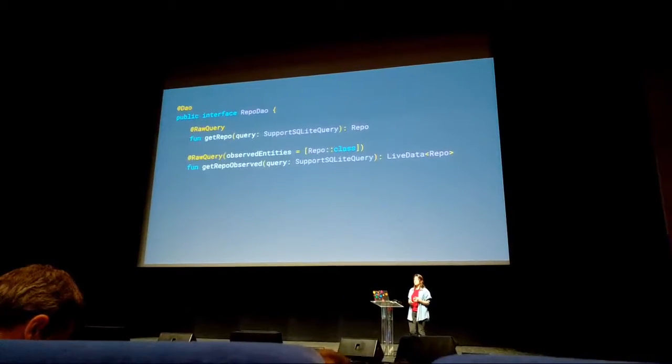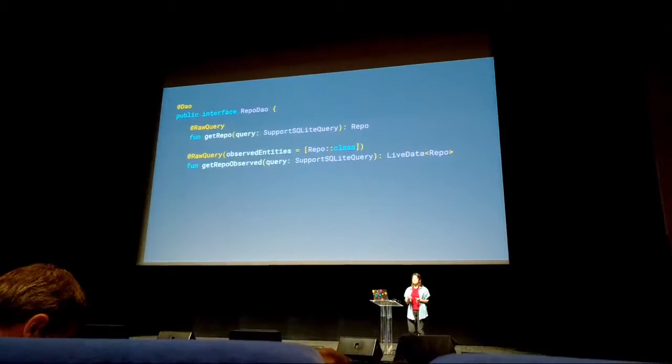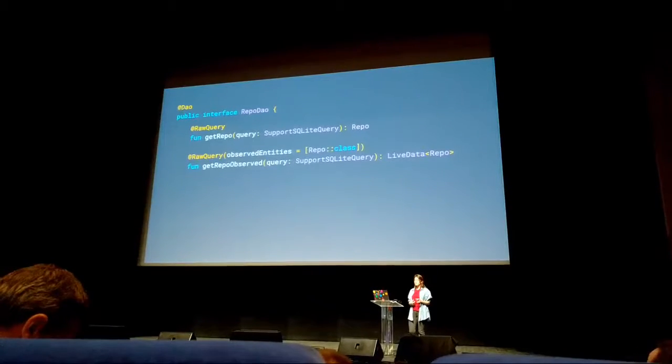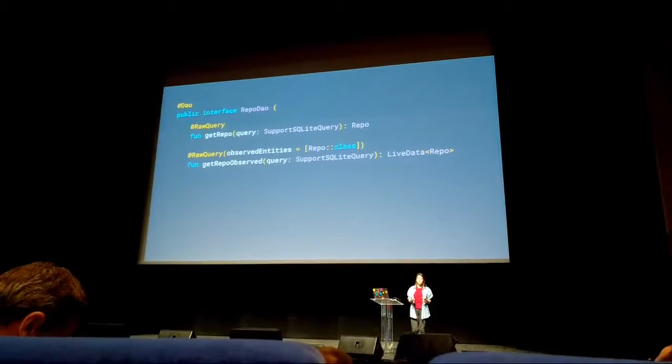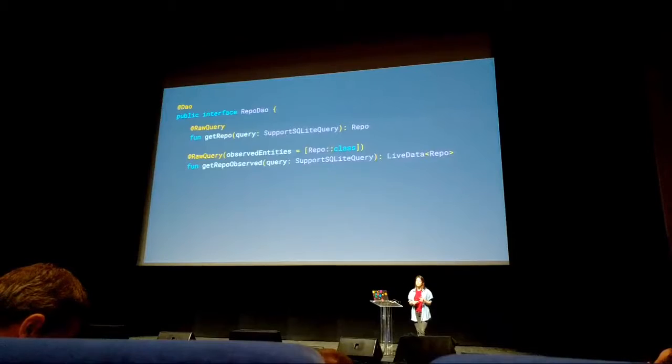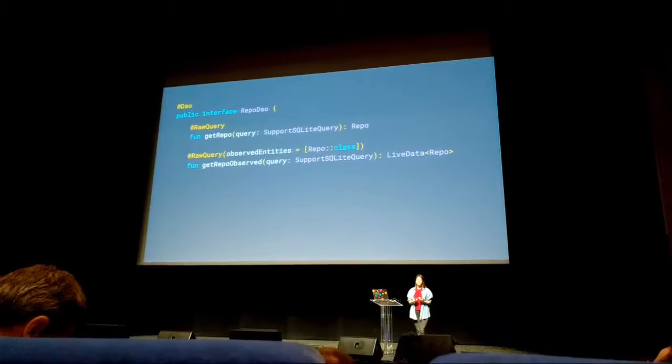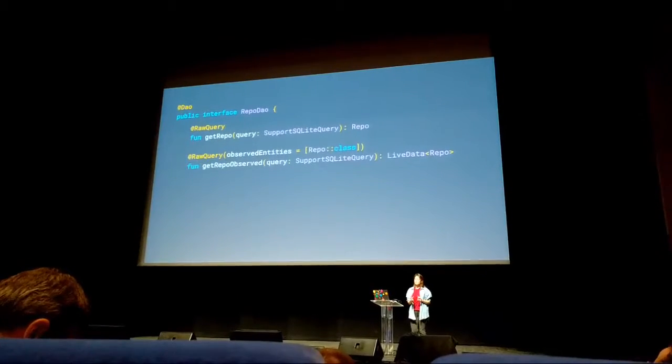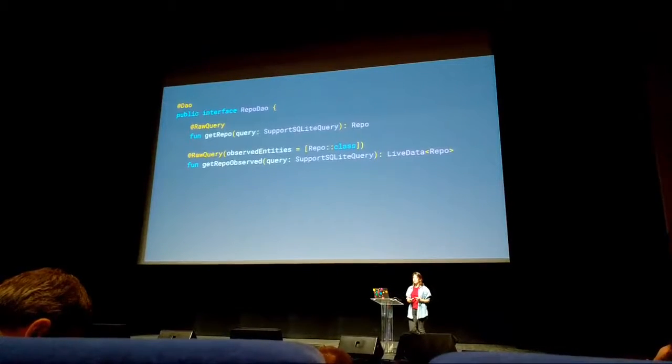You can also return observable queries. But on top of the raw query, you have to add what are the observed entities that you're interested in. So in my case, it's just the record class. But if the query that I'm triggering is something that connects multiple tables, make sure that you're adding here all the tables that you need.